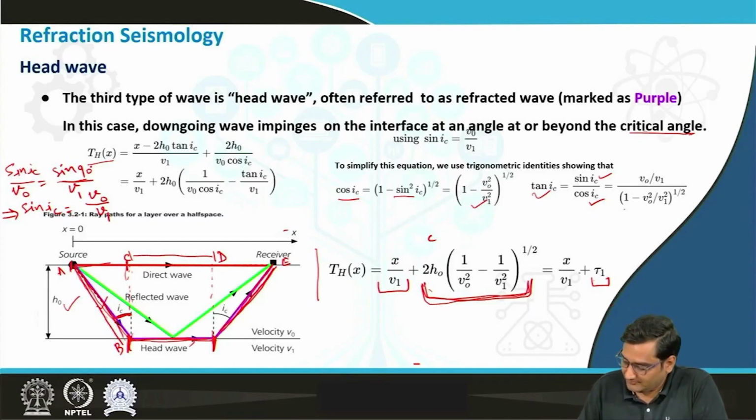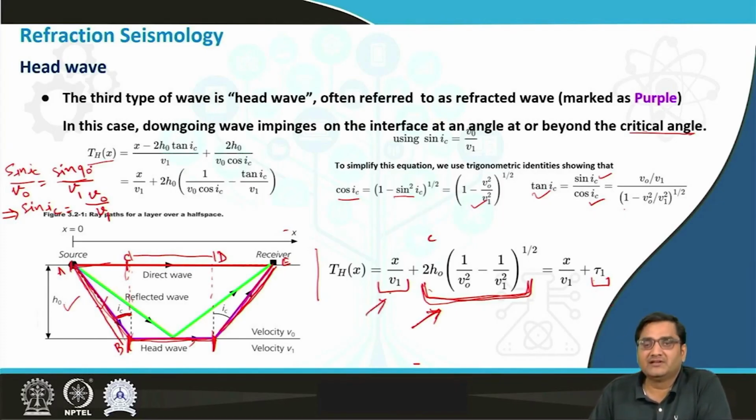So this particular tau value of the intercept time does not depend upon the value of the offset, which means that even if you increase the value of x or decrease it, the value of the intercept will remain unchanged, although the first term will keep on changing with the change in the value of the offset.